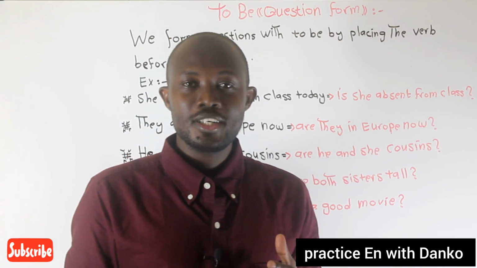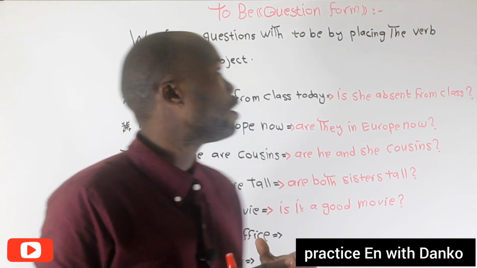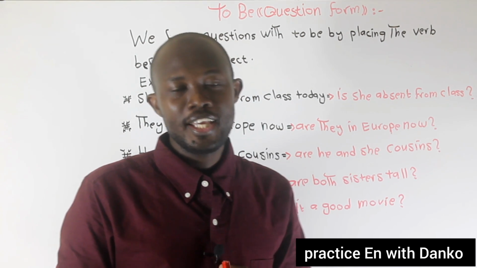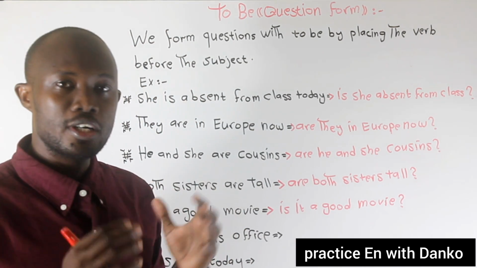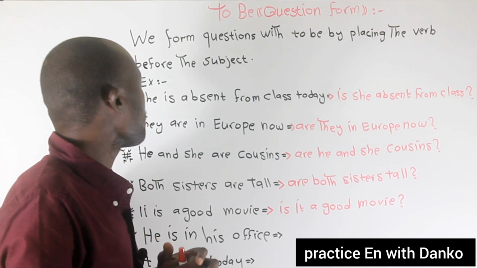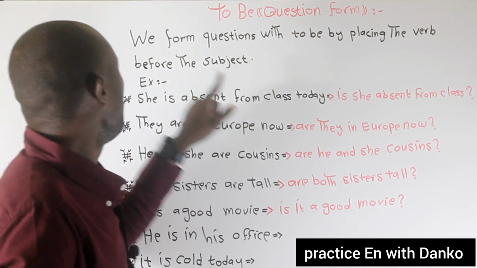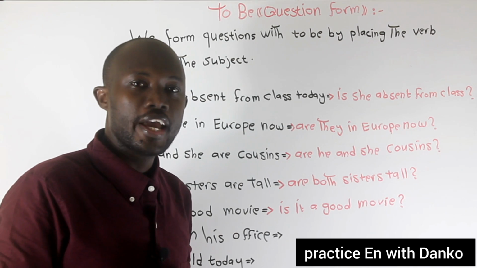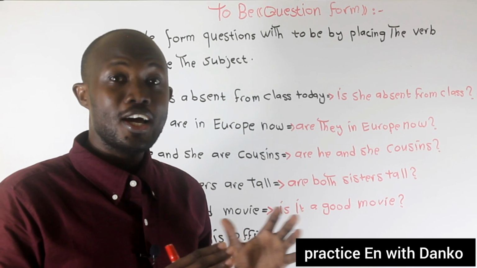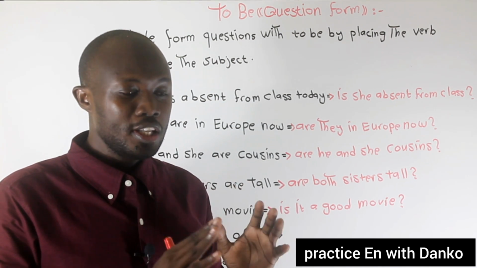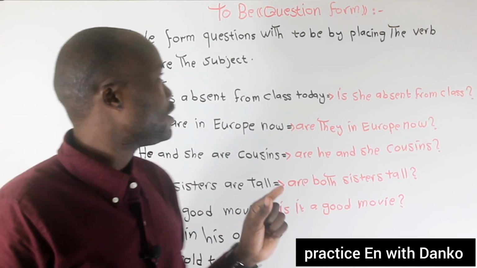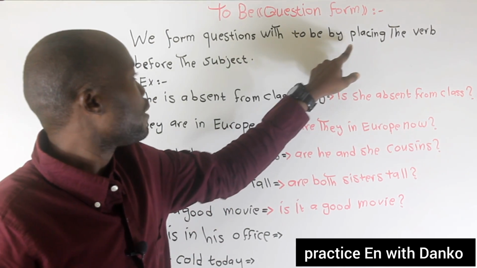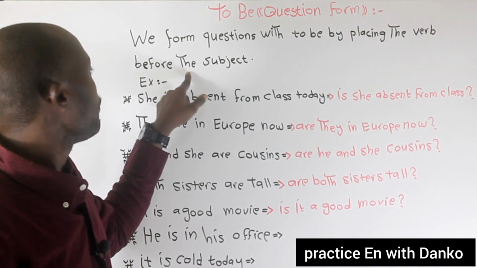So our lesson generally talks about the verb to be in question form. How do we ask a question without the WH questions? Let's learn together. First, to be in question form: we form a question with to be by placing the verb before the subject. If you want to ask a question without using WH questions, there is only one thing you must do: place, or exchange, the verb before the subject.